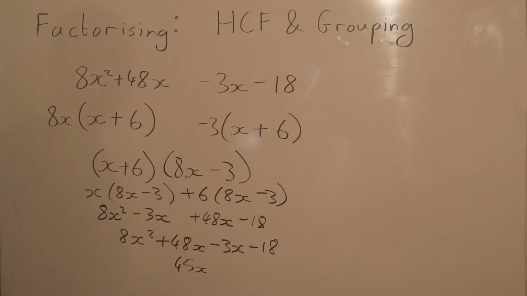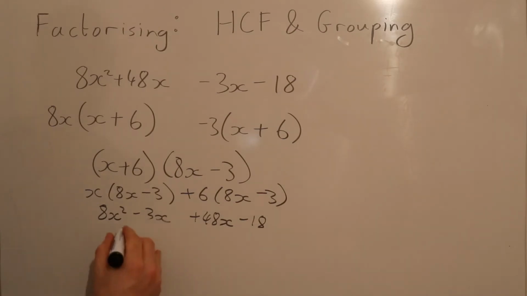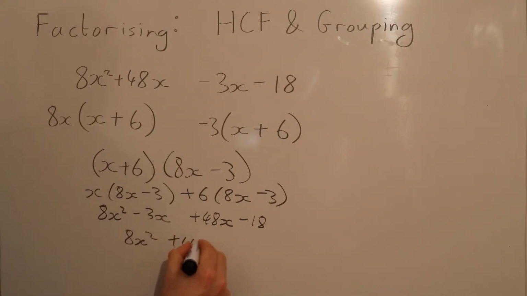Or if you preferred, you could have done that here. We could have done 8x squared. These 2 terms together give you plus 45x minus 18. So it works the same both ways. Let's take a look at another example.